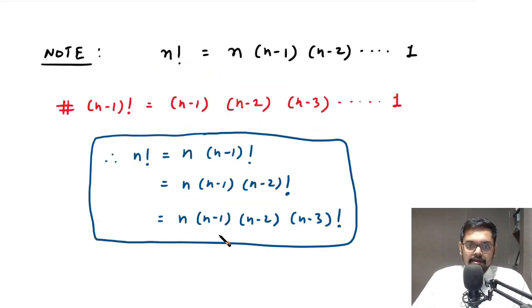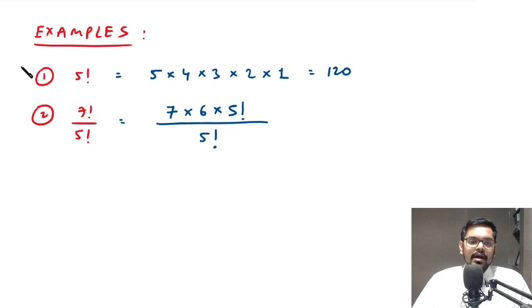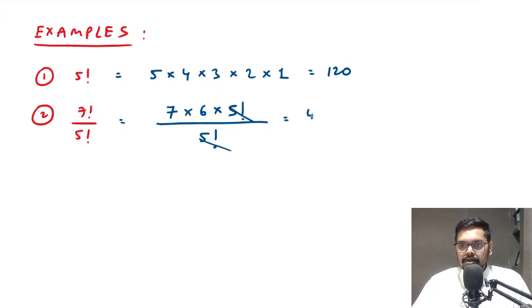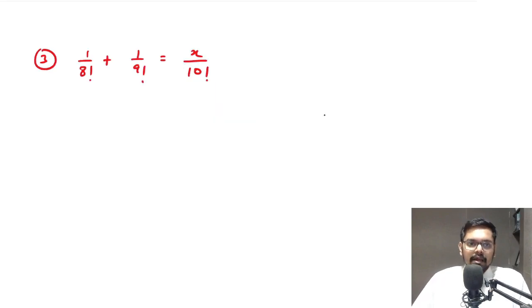I hope you remember this. 7 into 6 into 5 factorial. Yes. If I write in this way, now my calculation is pretty simple. These two are gone. 7 into 6, the answer is 42. Easy. Let us do a good question now.